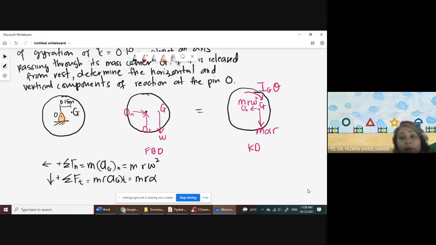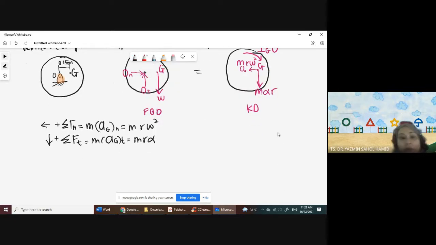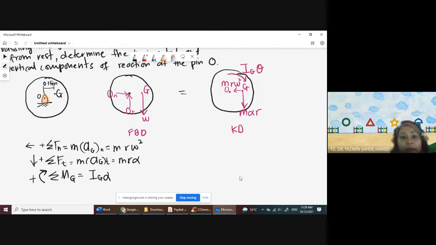And then one more equation, which is the important equation yang I need you to understand in today's class, is equation of moment G. So equation of moment G, let's say clockwise pula positive. Okay, kita kena try different ways. It will be I G alpha. Okay. So now let's write down the equation that is involved here.